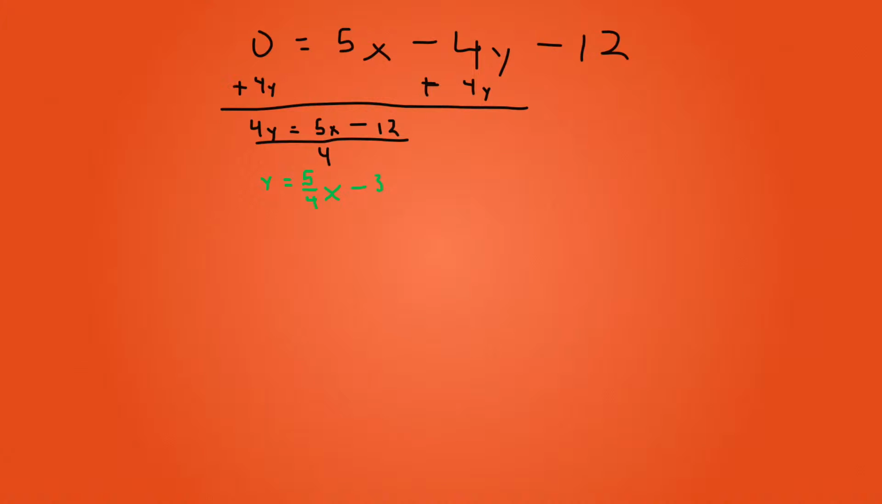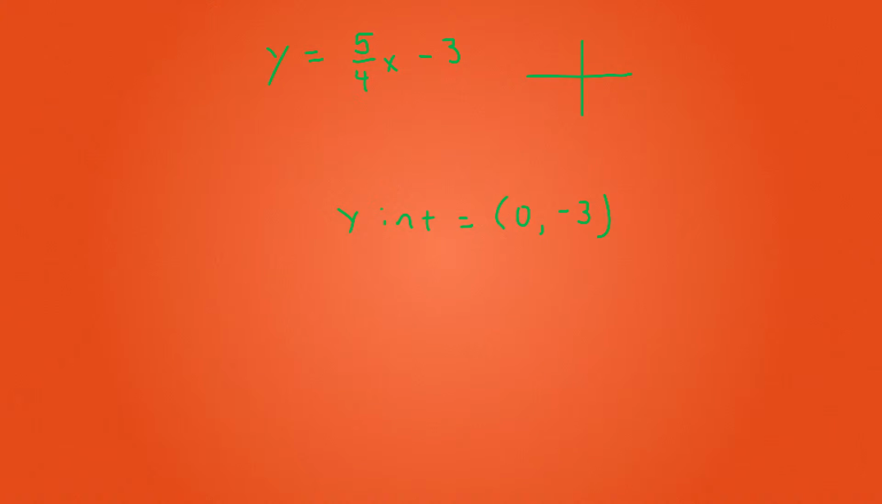The first thing I did was add 4y to both sides, and that gave me 4y equals 5x minus 12. The next thing I had to do to get y by itself is, since I'm multiplying by 4, divide everything by 4. After I divide everything by 4, that leaves me with y equals 5/4 x minus 3. The 5/4 is the slope and the minus 3 is the y-intercept. So I've solved for the y-intercept now, and on the next slide I'll show you my next set of work.